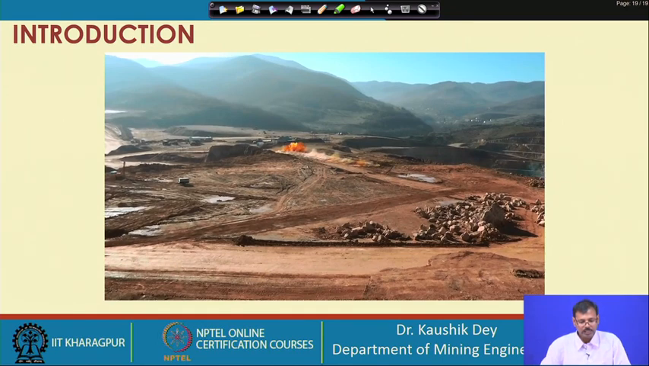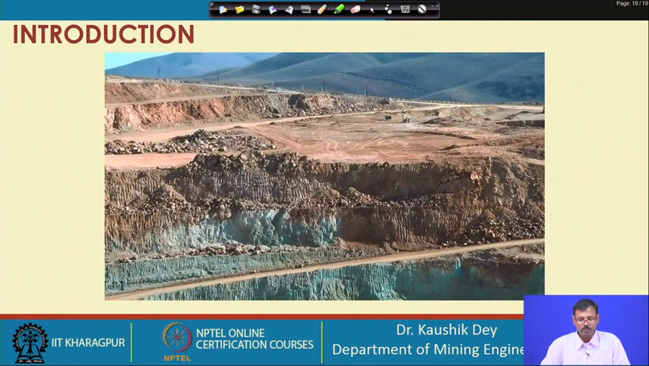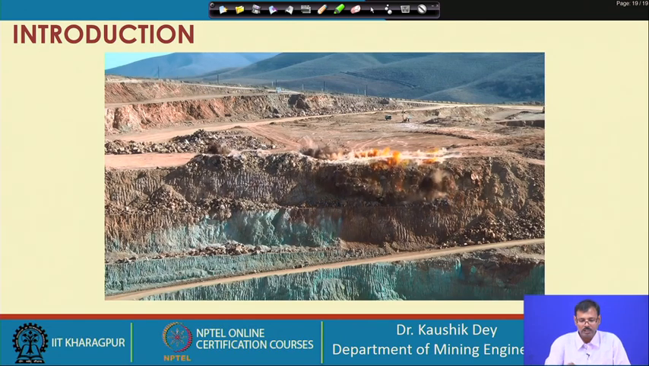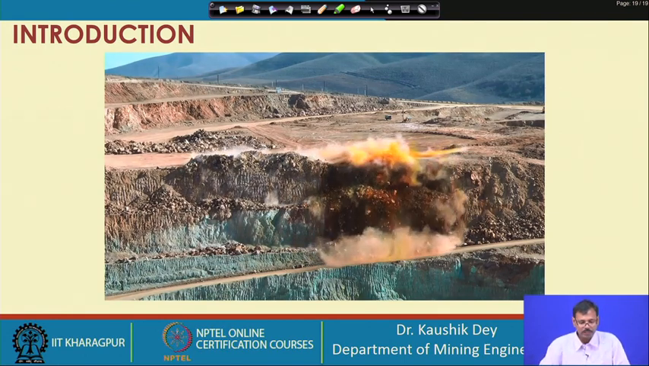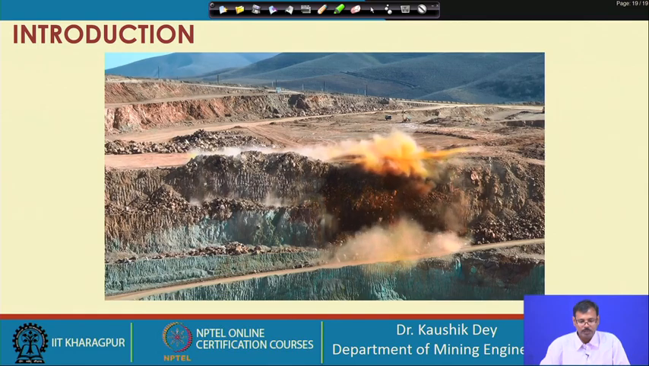So, you can see the blasting is being carried out here, you are able to observe, and you can see the brownish fume has come out. In the next blast also you can see a little bit of brown flame has come out, but in other places the whitish flame has come out.